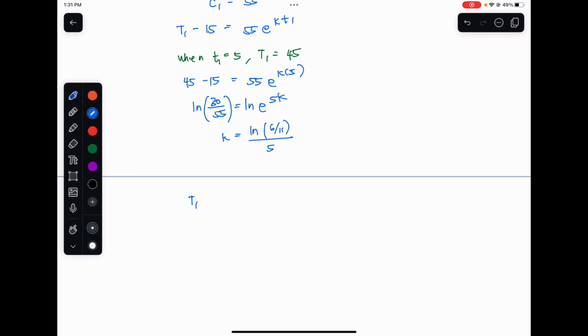And then our T1 will be T1 minus 15 equal to 55 e raised to t times ln 6 over 11, divided by 5. So that will become our working equation.